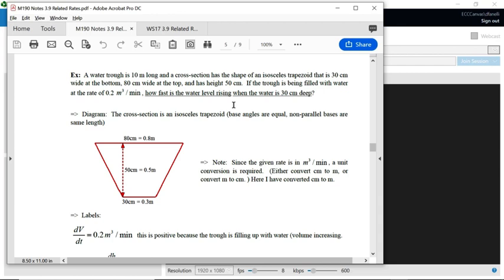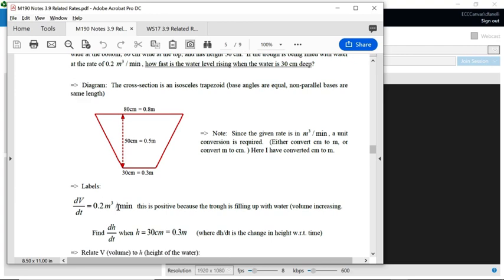Now an extra issue in the given information: the water is filling it up at a rate that's measured in cubic meters per minute, but then we're asked to measure the height in centimeters. We're also given other dimensions in centimeters and some in meters. We need to get all of these spatial dimensions to be the same. So we either need to convert centimeters into meters or convert meters into centimeters, and to be consistent throughout as well.